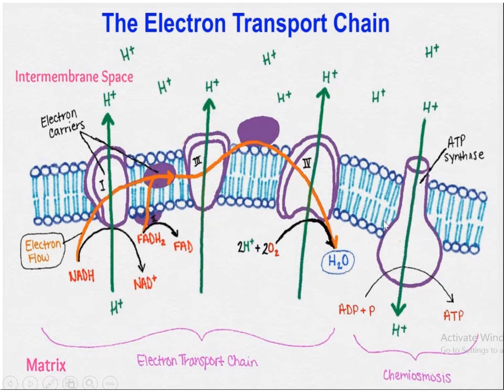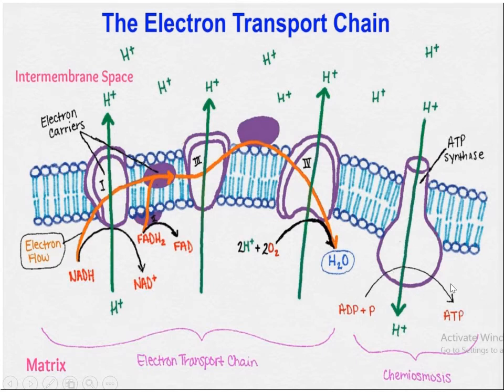Then here the ATP synthase comes into play. This ATP synthase makes use of this proton gradient. See here, there are lots of protons in the intermembrane space compared to the matrix region. That's why a proton gradient is generated here, and this ATP synthase makes use of this proton gradient to generate massive amounts of ATP.